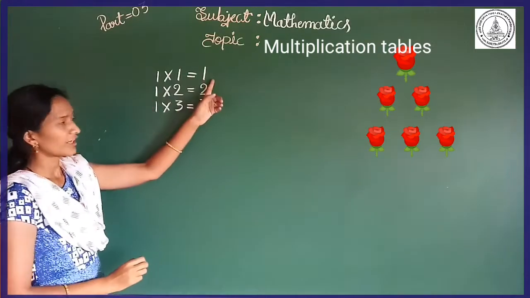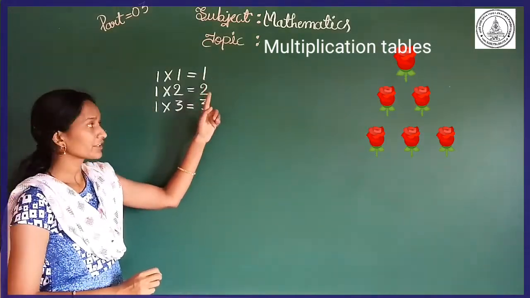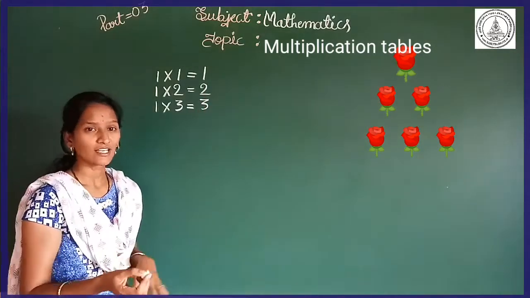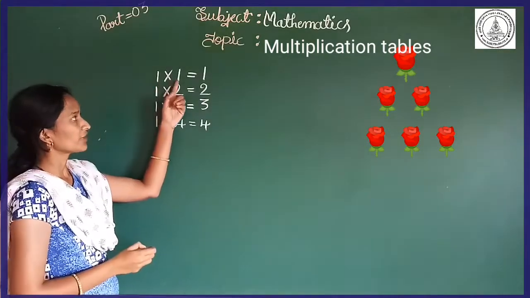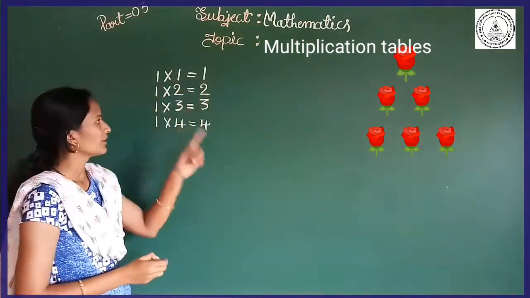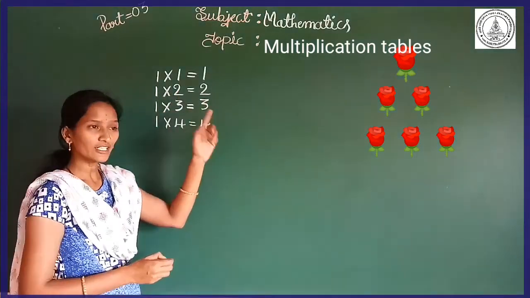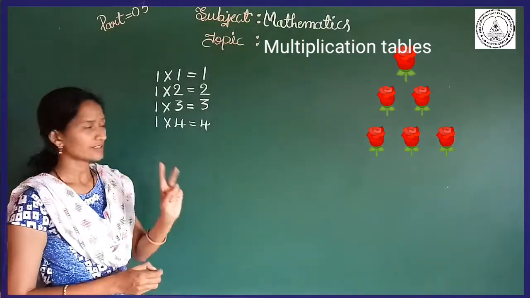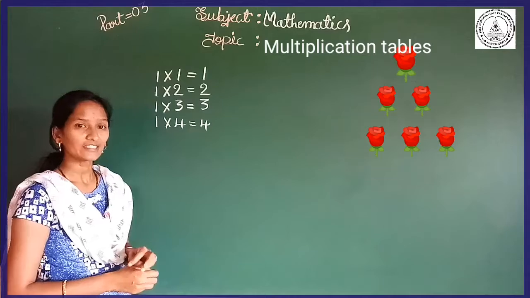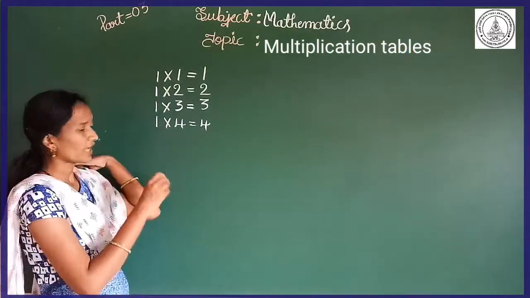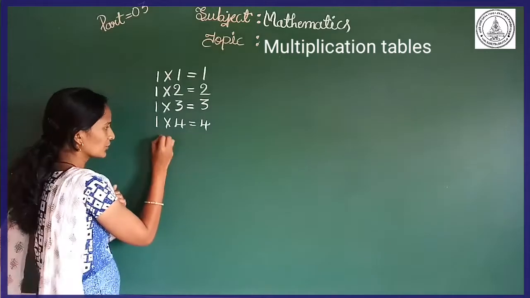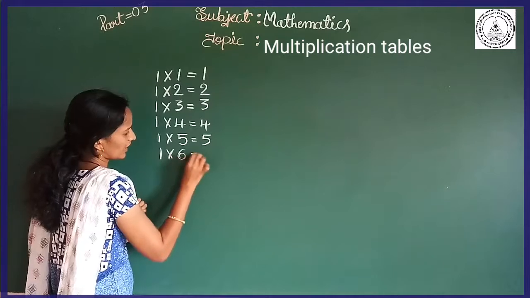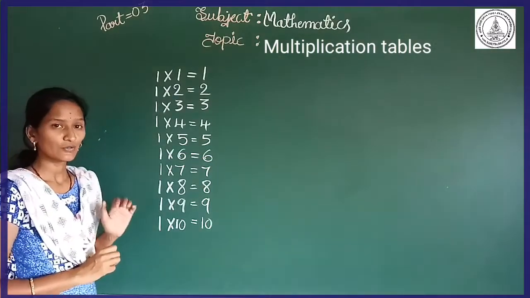See, for only one flower it is 1. For 2 flower it is 2. For 3 flower it is 3. For 4 flowers it is 4. 1 is 1. Only single flower. 1, 2s are 2. Here the same flower, but it increased by 1. So it is a 2 flowers. Next, 1, 3s are 3. Okay. The next, 1, 4s are 4. Next, 1, 5s are 5. 1, 6 are 6. Students, so look here.